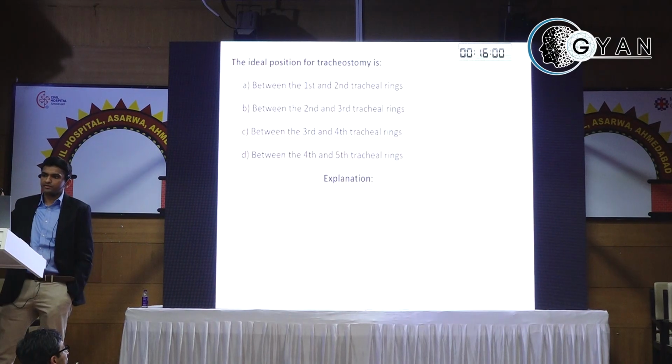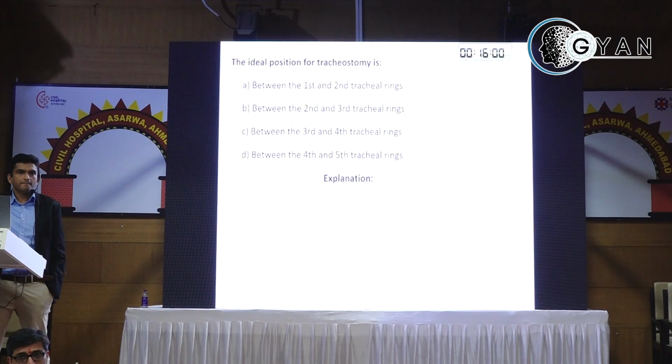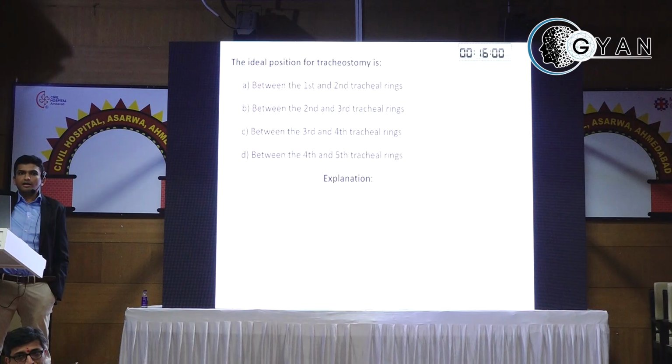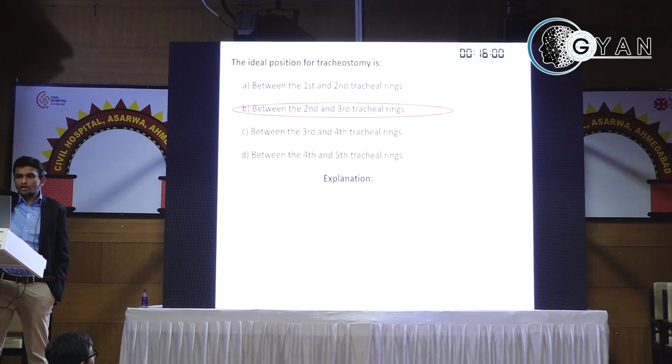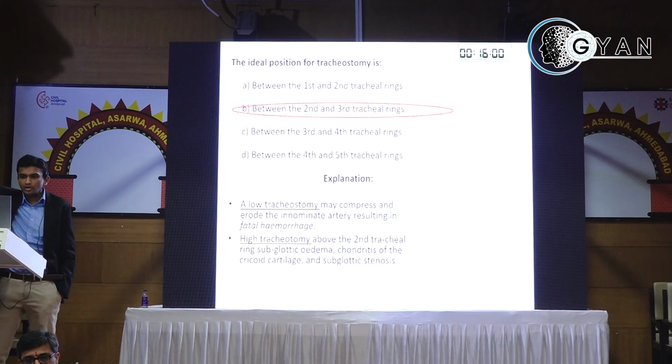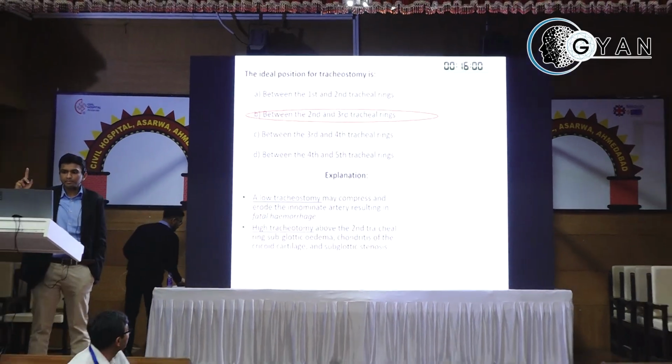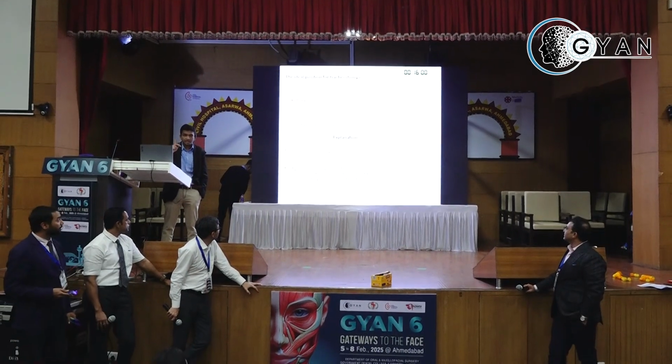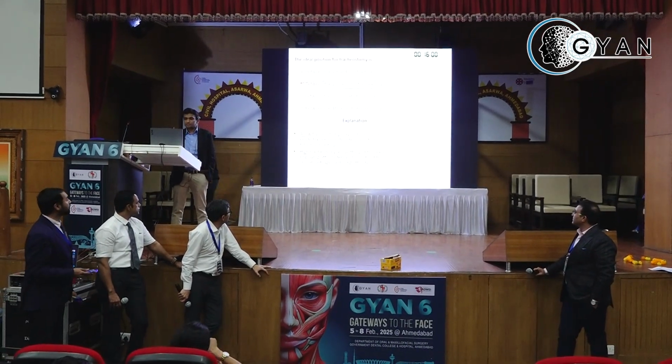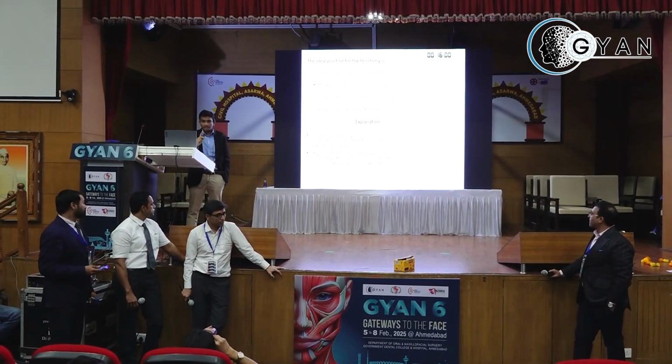Now the ideal position for tracheostomy is B. So why not A and why not C? A low tracheostomy may compress and erode the innominate artery, which is a grave complication that you would not like to see as a surgeon, resulting in a fatal hemorrhage.